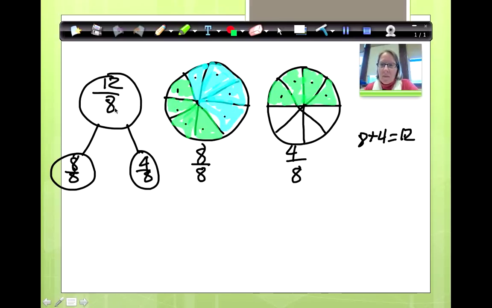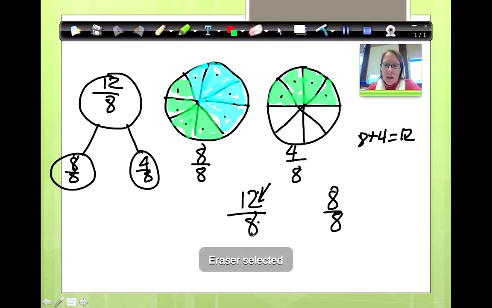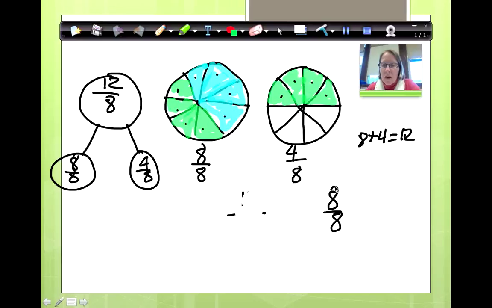Now, they ate more than one whole. Do you notice that 12, when I write it this way, is larger than the 8? If the top number is larger than the bottom number, the pieces, that means they ate more than one whole, because one whole was 8 eighths, right? Definitely, they ate more than one whole. Hungry teenagers. Okay, now, let's write what we need to write.